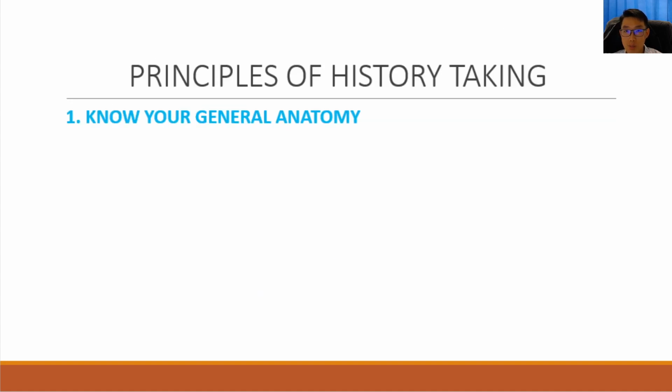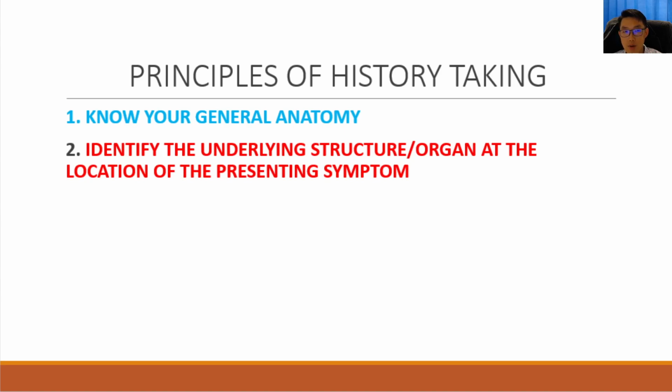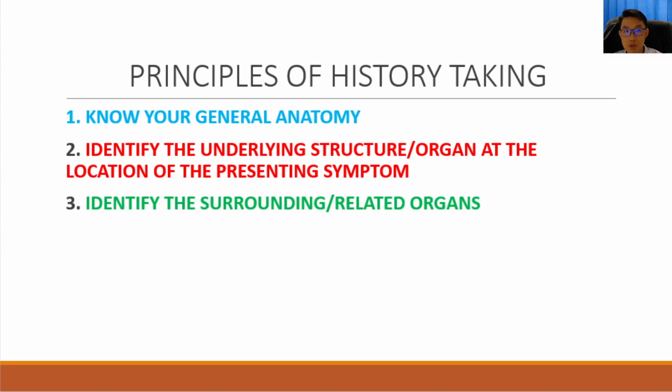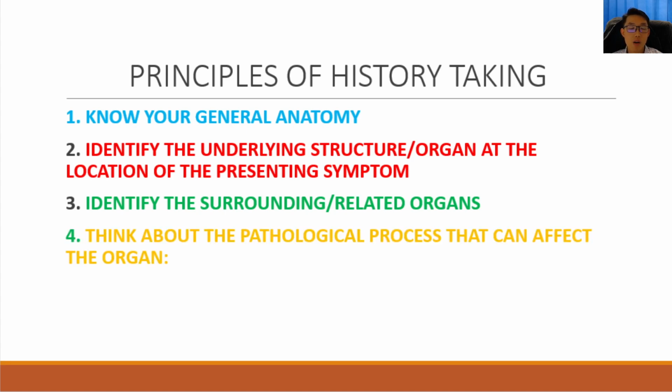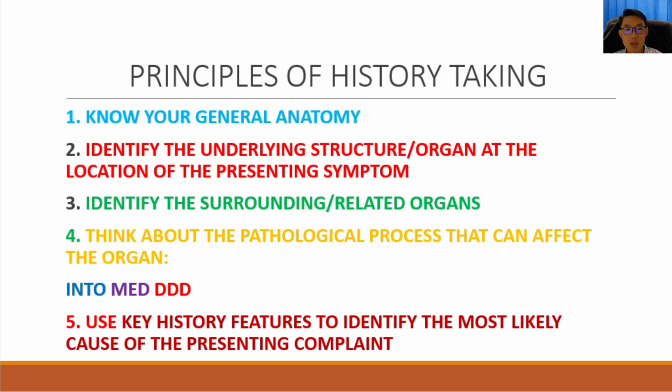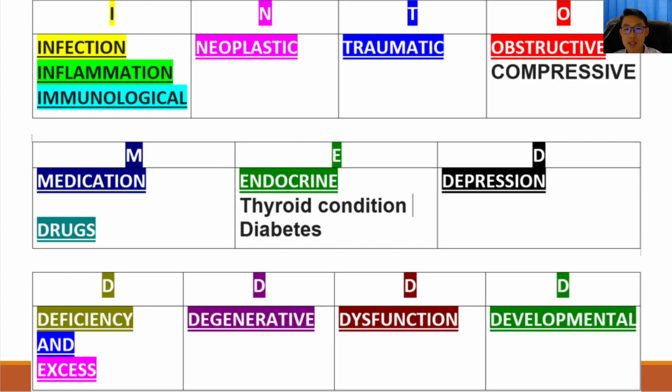Before I begin, I want to take this opportunity to revise the principle of history taking. Number one, we must know our general anatomy very well. Number two, we must be able to identify the underlying structure or organ at the location of the presenting symptom. Number three, we must be able to identify the surrounding or related organs. Number four, we must be able to think about the different pathological process that can affect the organ or structure. The mnemonic that I use is INTOMED DDDD. And number five, the key history features from the patient to identify the most likely cause of the presenting complaint. So here is what INTOMED DDDD stands for.